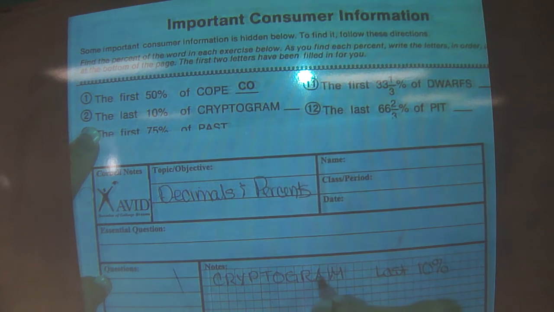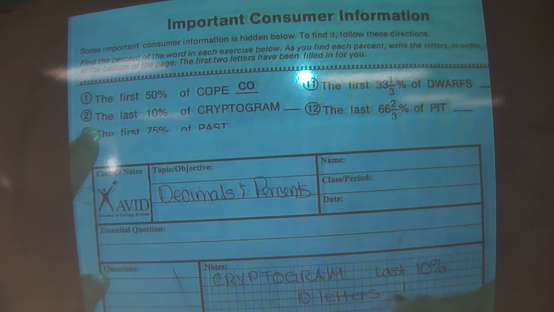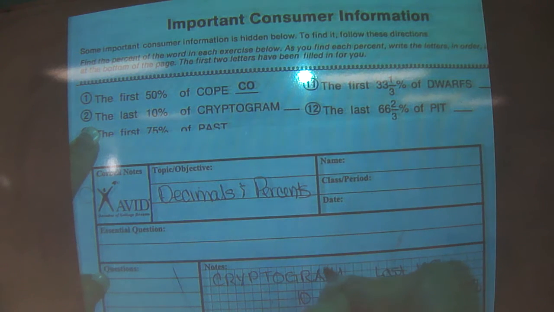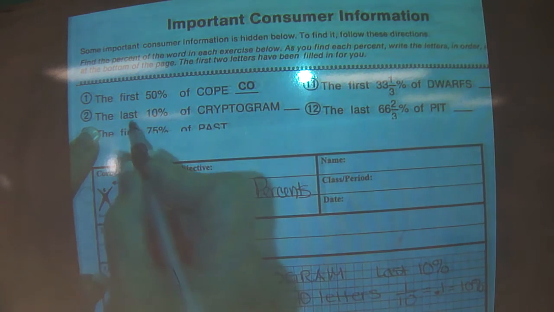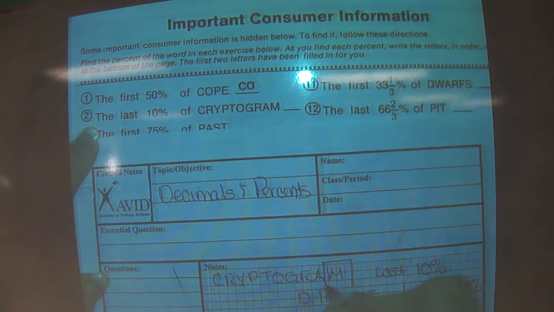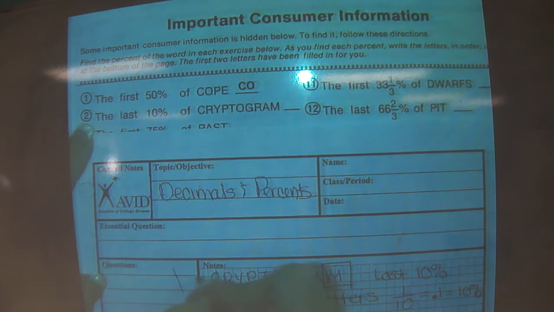So we have 1, 2, 3, 4, 5, 6, 7, 8, 9, 10 letters. So how many letters are we going to pull? 1 out of 10. Because 1 out of 10 is 1/10, which is also 10%. So which letter are we going to pull? Say M. What did it say? The last 10%. Oh. So we're going to pull that M.